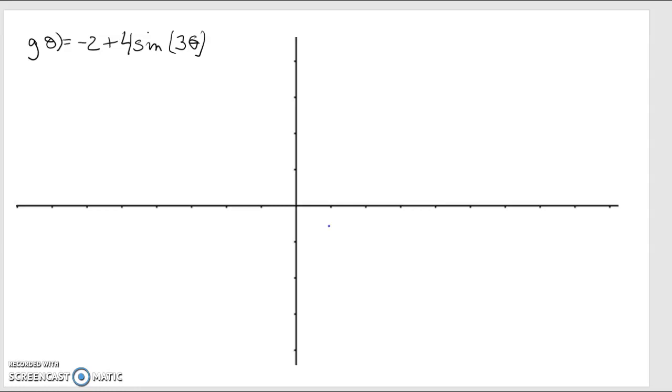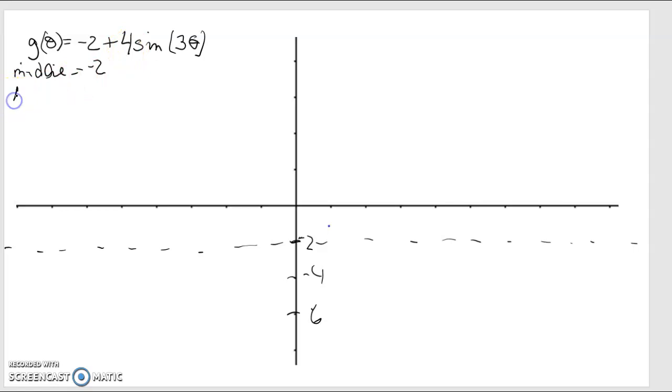Here we go, graphing with amplitude, midline, and period. Maybe first thing you want to do is notice that all the pieces we need here, we know our midline is -2. I'm going to just pick my scale. I'm going to call this -2, -4, -6, but you can use whatever's convenient. First thing I'm going to do is put a little dotted line where my midline is.